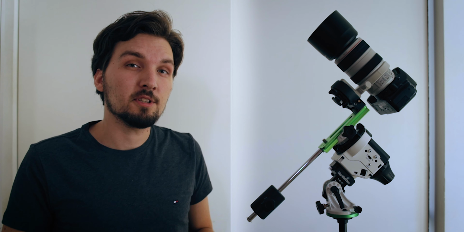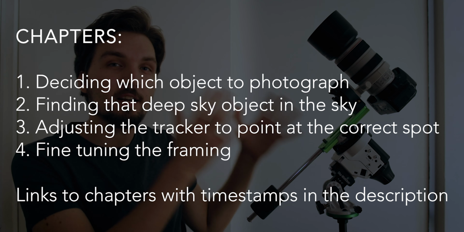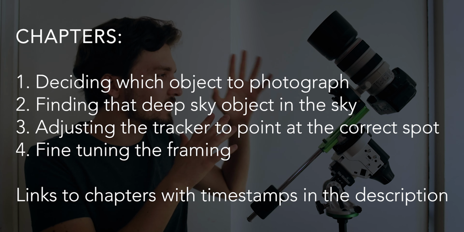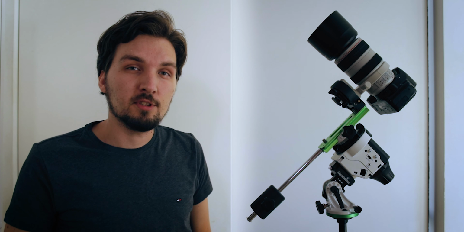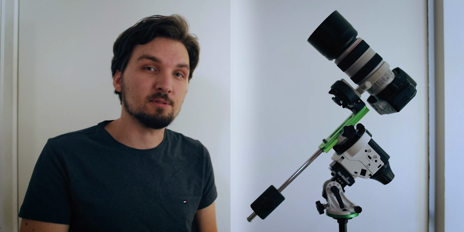Alright, so at this point of the process of capturing a deep sky object, I'm already assuming that you have your Skywatcher Star Adventure properly set up, properly polar aligned, everything is balanced, you have your camera mounted on the declination bracket and everything is ready to go. I actually have a separate video on my YouTube channel about how to properly set up this whole setup, in order to properly track the night sky to get the best results.